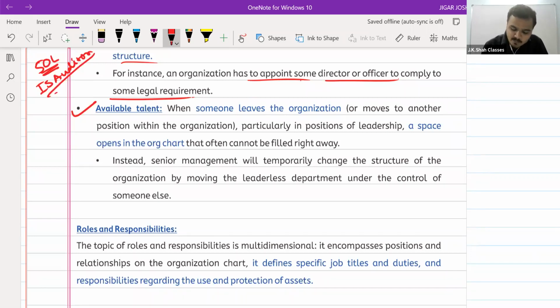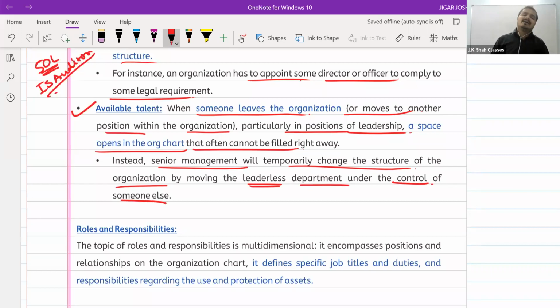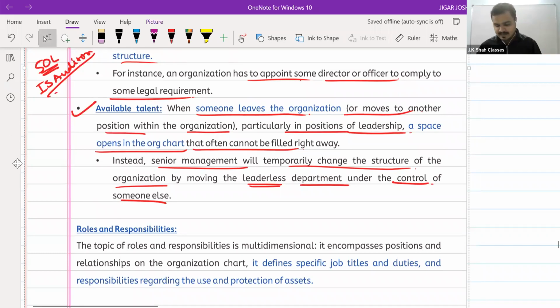Say this. When someone, people, leaves the organization or moves to another position within the organization, particularly in a position of leadership, a space opens in the organizational chart that often cannot be filled right away. Yes, sir. Instead, senior management will temporarily change the structure of the organization by moving the leaderless department under the control of someone else. So someone else will be there, people, who is going to handle this structure in a very perfect and precise manner. Understood, my dear chartered? Yes, sir.